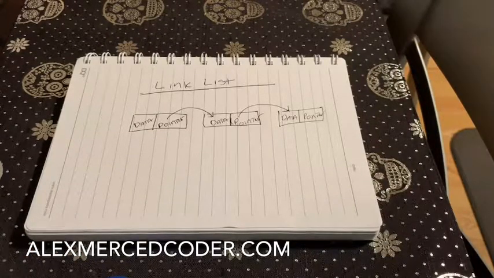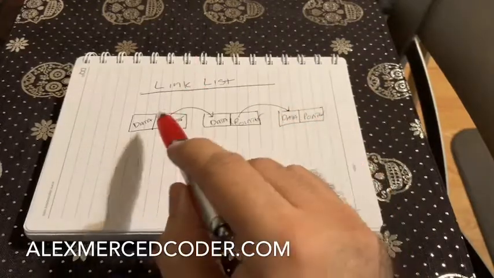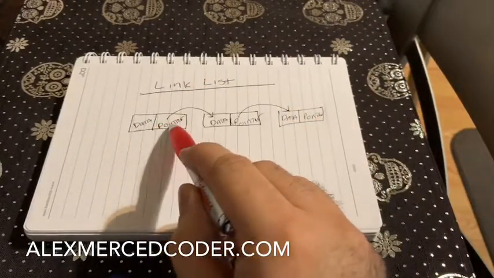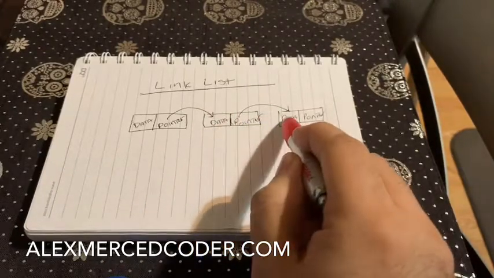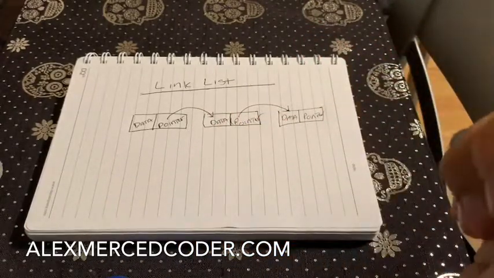And that's all a linked list is. Again, the idea is you have a piece of information and a pointer pointing to a spot in memory where the next piece of data is. So hopefully that helps you understand what a linked list is.